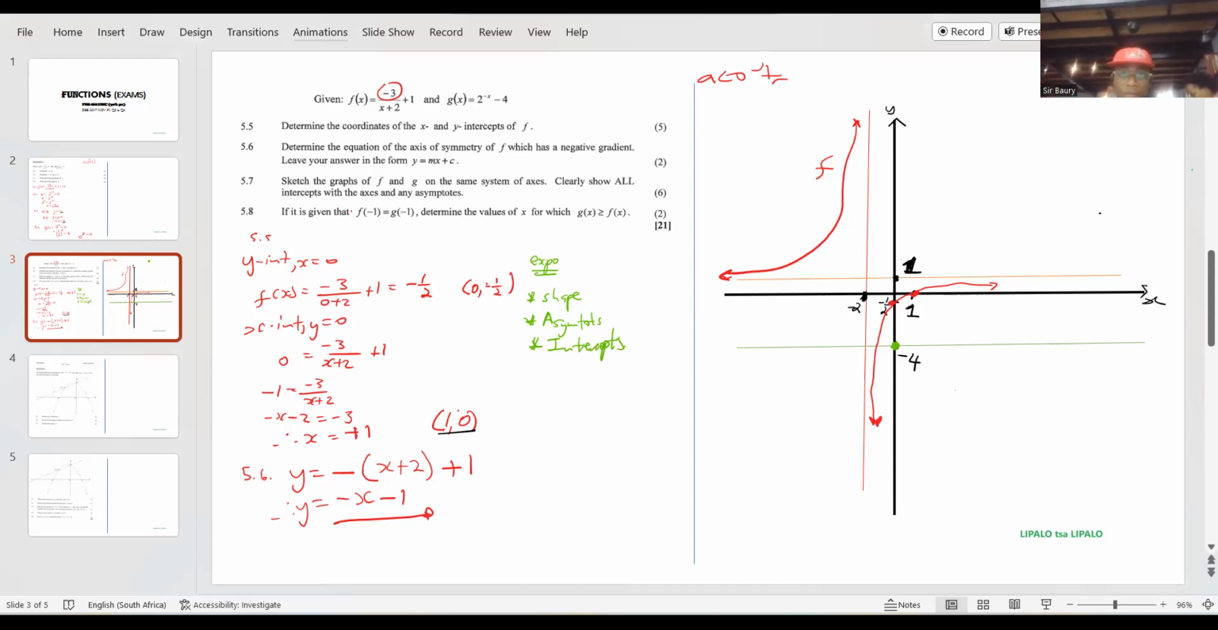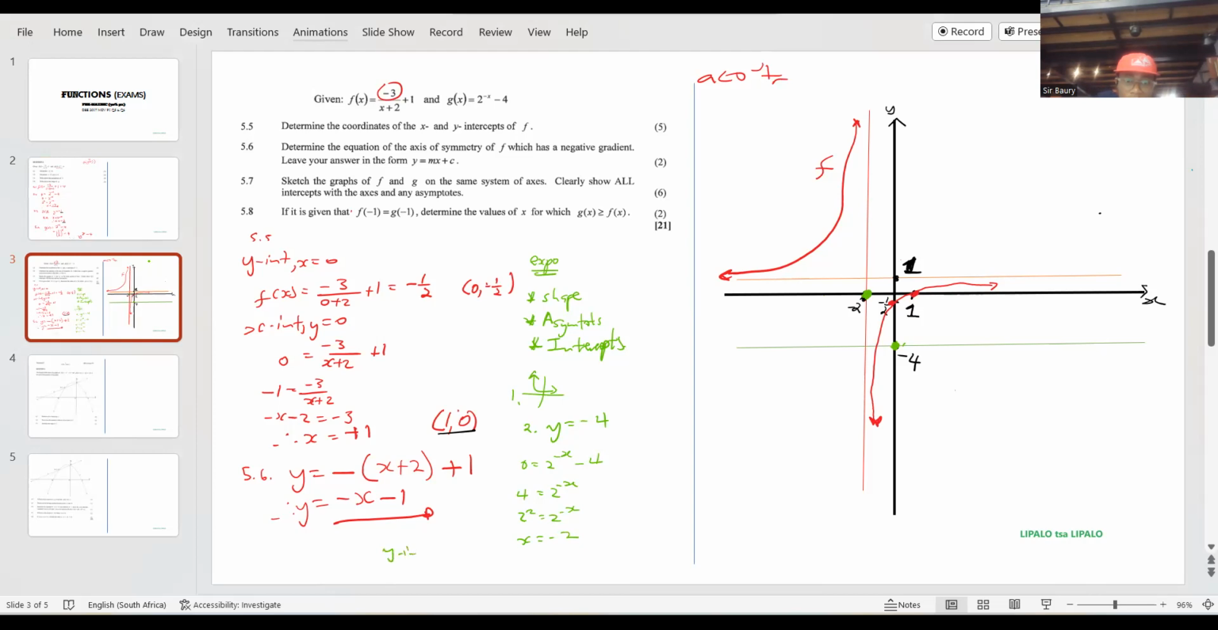The shape, I know the shape. It's this one. That's number one. Number two, asymptote: y is equal to -4. Check the intercepts now. 0 is equal to 2 exponent -x minus 4. So 4 is equal to 2 exponent -x. So I have 2 exponent 2 equals 2 exponent -x. So x is equal to -2. This point here is the x-intercept.